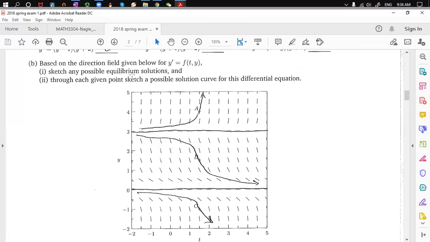I have not been talking about equilibrium solution. At that time, the syllabus contained equilibrium solution, but it doesn't matter. By equilibrium solution, I can tell you, it's just a solution that has a zero slope. So the equilibrium solutions are here and here. And through each given point, there are three given points, A, B, C, can you draw a curve of this function, right?